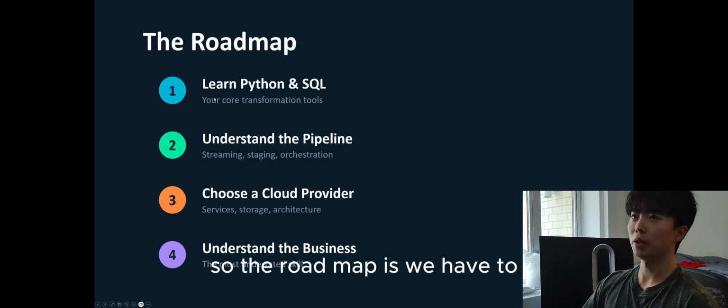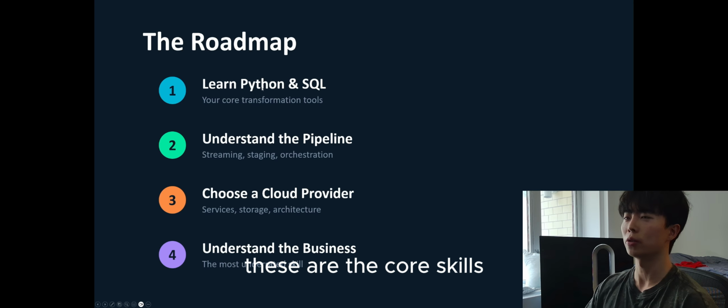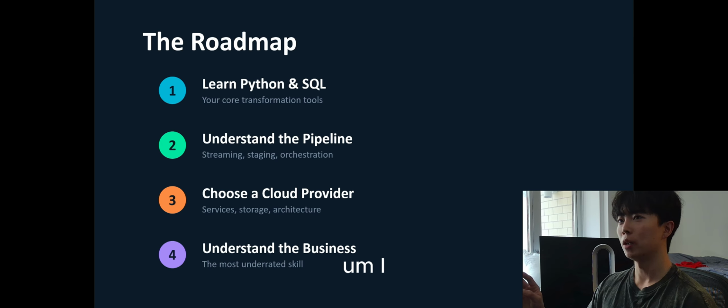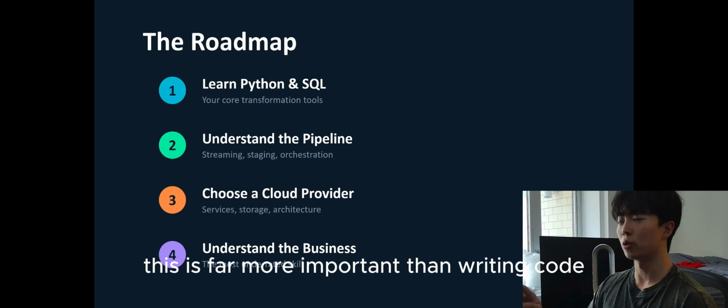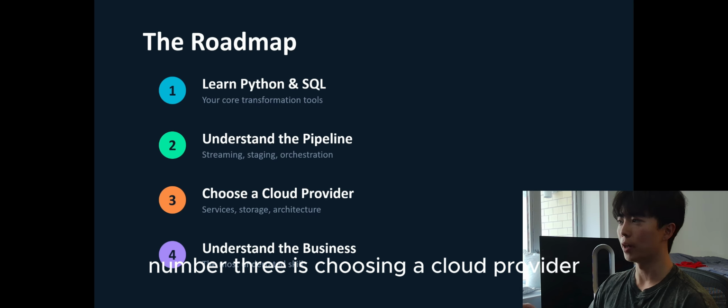So the roadmap is this. Number one, learn Python and SQL. These are the core skills. Number two is understand the pipeline. I would say this is far more important than writing code, again. Number three is choosing a cloud provider.